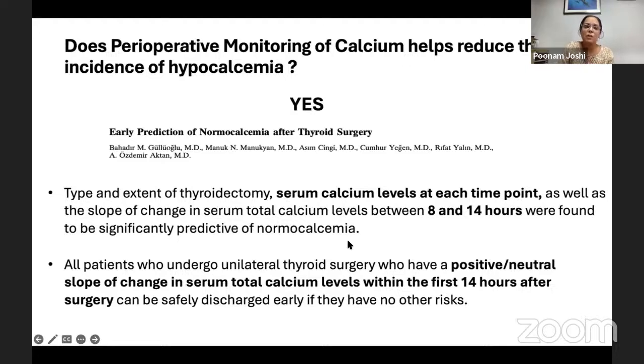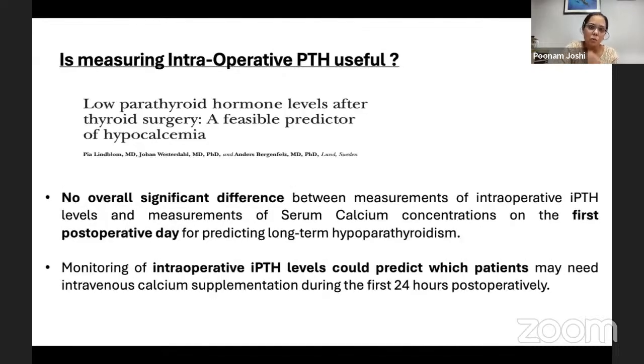So the question comes, do we need to do perioperative calcium monitoring? Yes, we need to, and there is enough data looking at calcium levels at different time points; if the calcium levels are falling between these periods, they can lead to higher chances of hypocalcemia in the future. Intraoperative PTH we don't do at our center, but there is some data to suggest that intraoperative PTH can help in detecting temporary hypoparathyroidism. However, it may not be very significant in cases of permanent hypoparathyroidism.